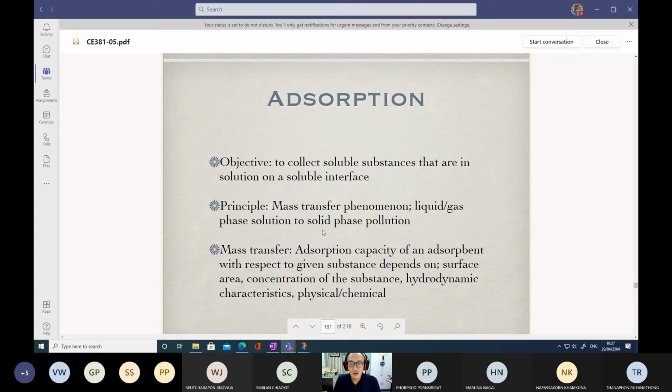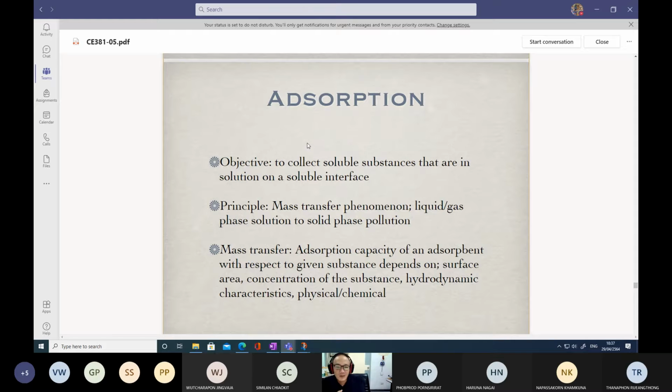Then the next unit operation, actually it should be a unit process, is adsorption. Spelling is A-D, adsorption. This one is correct, not A-B. You may be familiar with A-B, but this one is A-D. Okay, adsorption. Adsorption is the process where we use some kind of material, and the pollutants or contaminants can get attached onto the surface of that material.